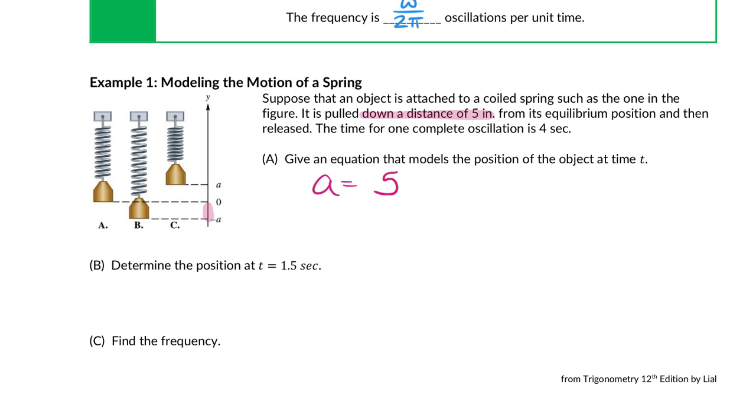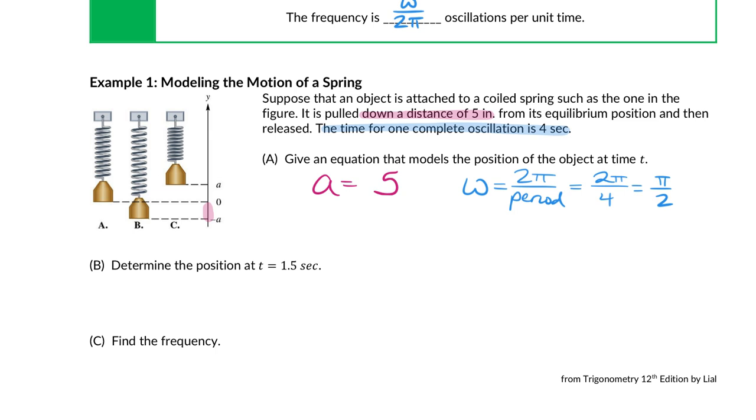We need to figure out what the omega for this question will be. Now, if period is 2 pi over omega, that also means that omega can be found by doing 2 pi divided by the period, which is the same way we had B equal to 2 pi divided by the period. The time for one complete oscillation is 4 seconds. So we can find omega to be 2 pi divided by 4, or simply pi over 2.